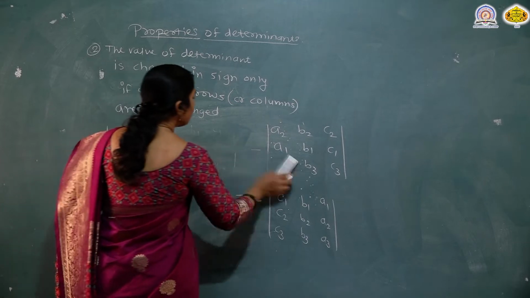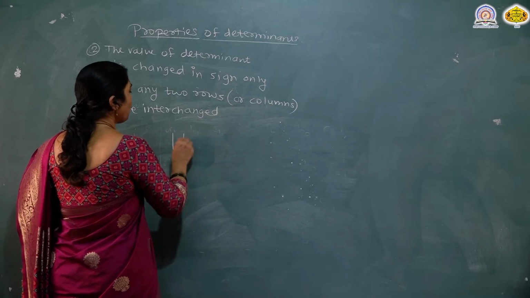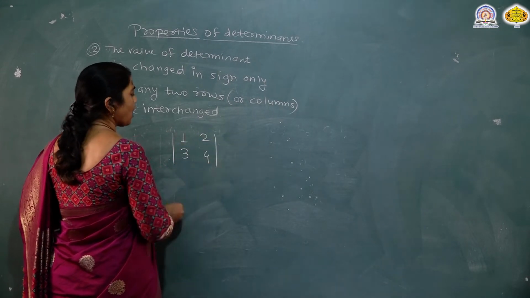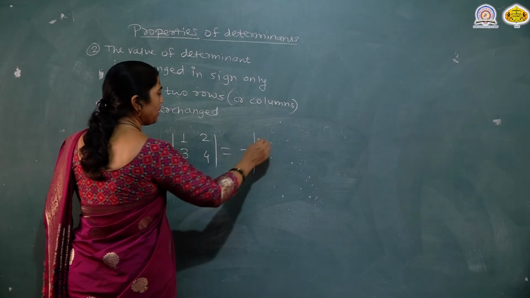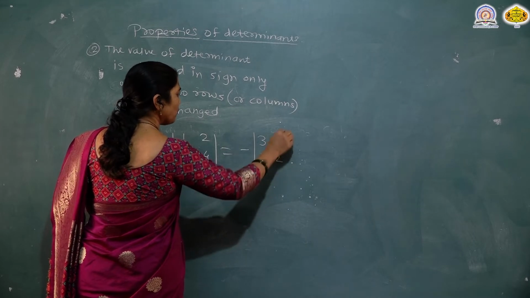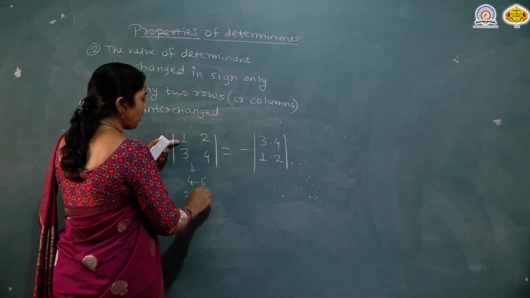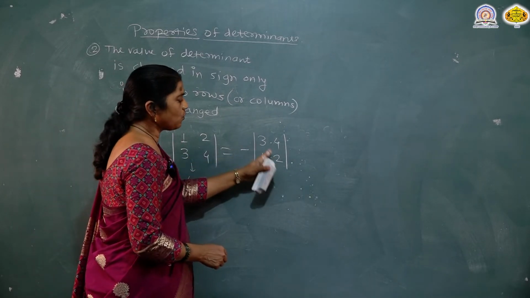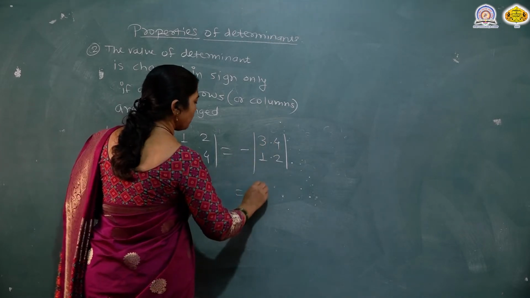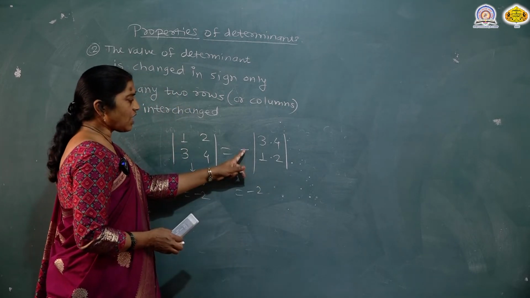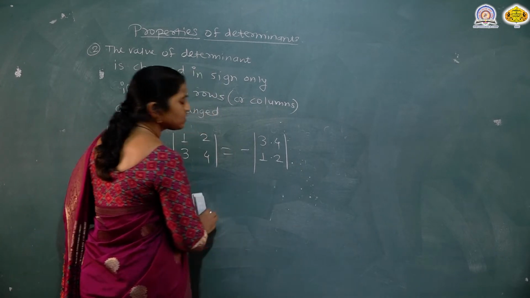For example, suppose we are considering the determinant 1, 2, 3, 4. If you interchange these two rows, then the sign becomes minus. Suppose I consider 3, 4, 1, 2. See, this value is 4 minus 6, that is minus 2. If you consider this value, it becomes 6 minus 4, that is 2. So by interchanging any two rows, the sign gets changed, and even if you interchange any two columns, the sign gets changed.